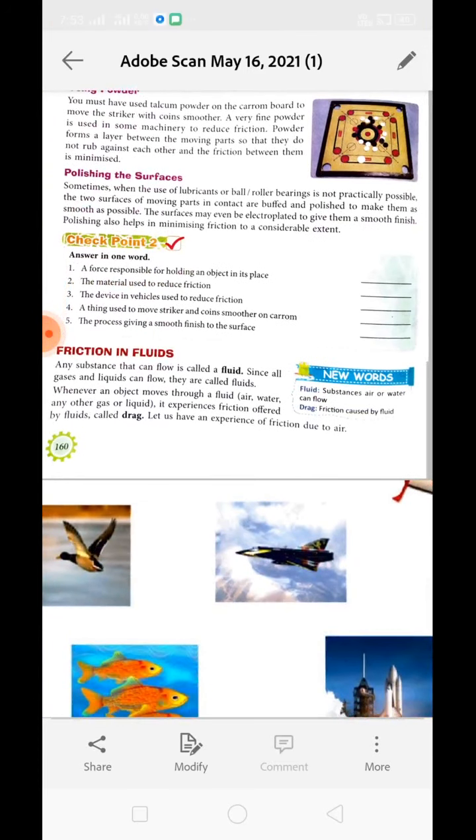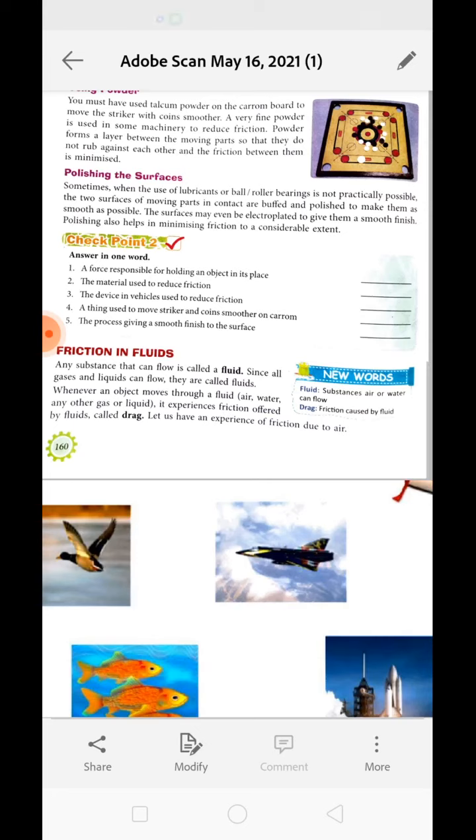Next is fluid friction, friction in fluid. Any substance that can flow is known as a fluid. Since all gases and liquids can flow, they are all known as fluids. But do you think that these fluids exert any kind of friction? Just take a bucket full of water, put your hand inside the water and try to move it. You will feel resistance while moving your hand in the water. So liquid also exerts friction on the moving object.